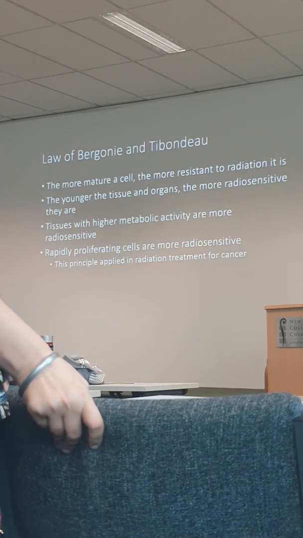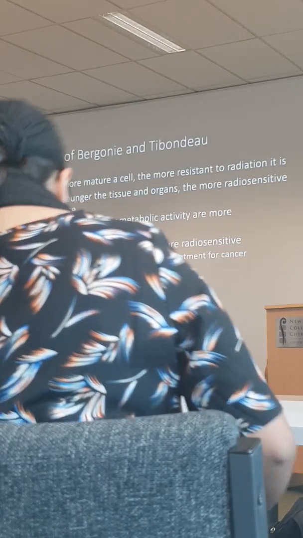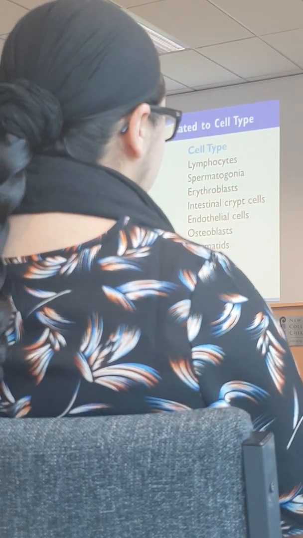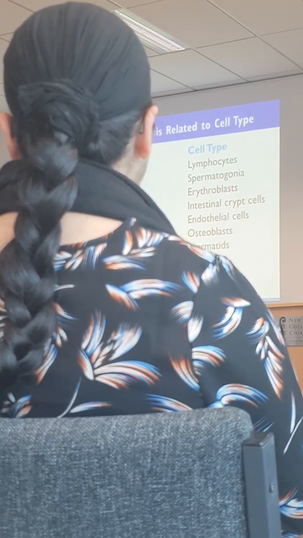Tissues with higher metabolic activity are more radiosensitive, and rapidly proliferating cells are more radiosensitive. So young cells with a high turnover, these are all more sensitive to radiation. Anything that's mature or not turning over a lot of cells isn't as radiosensitive. Some examples: nerve cells and muscle cells are at the lower end of radiosensitivity, whereas your sperm cells, your lymphocytes, and your blood-forming cells are all much, much more radiosensitive because they're constantly producing new cells.